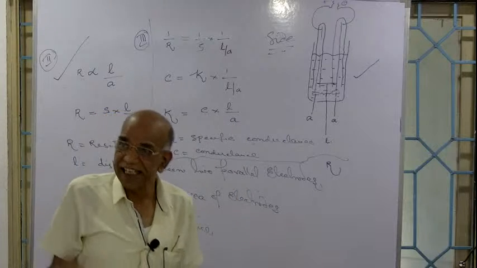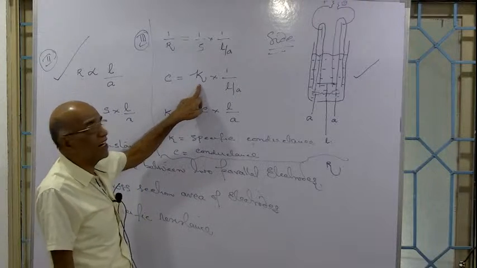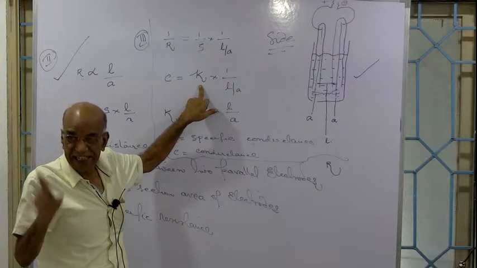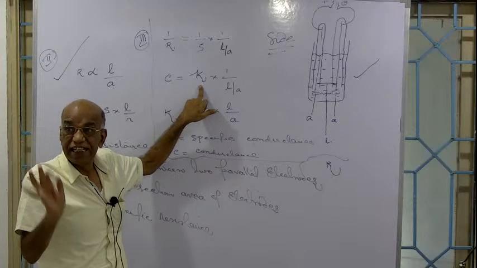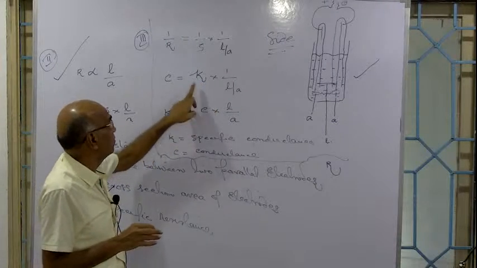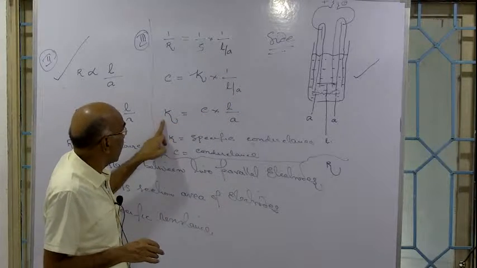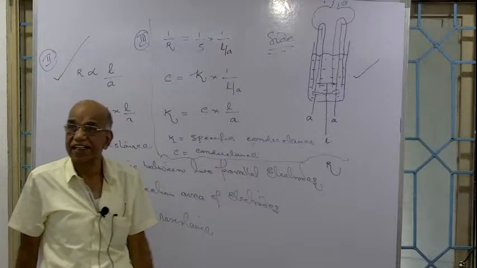C is the conductance. The reciprocal of specific resistance is specific conductance, K into 1 by L by A. Now K is equal to this thing. So this is what we call K, the specific conductance.